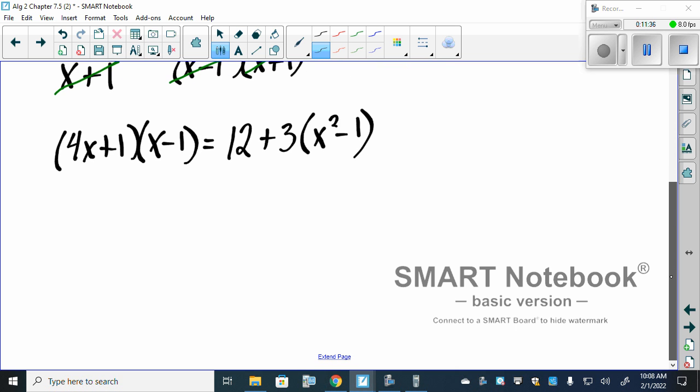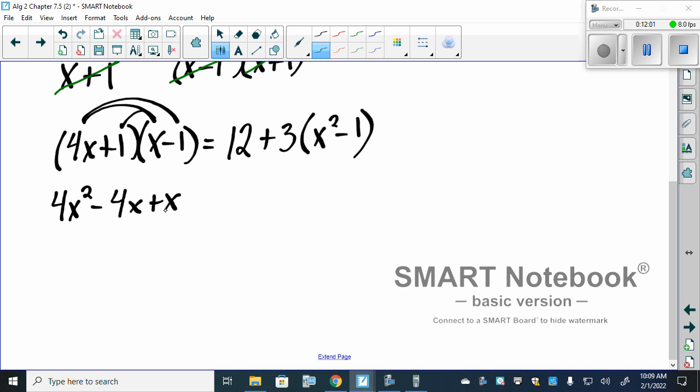Because if we can make it easier on ourselves, we should. All right, now we need to distribute, multiply. So for the first one here, we're going to multiply these two together. So we'll have 4x times x squared, 4x times negative 1 is negative 4x, 1 times x is going to be plus x, and 1 times negative 1 is negative 1, is equal to, well, 12 plus, distribute the 3.